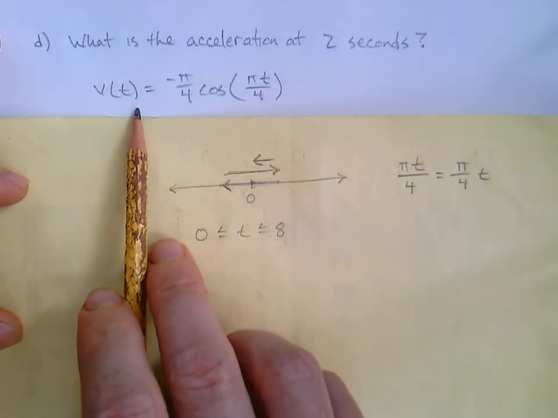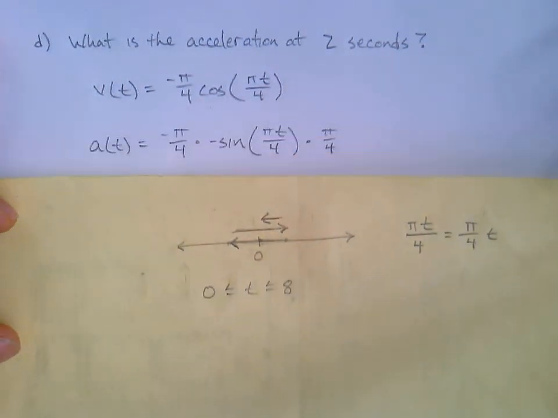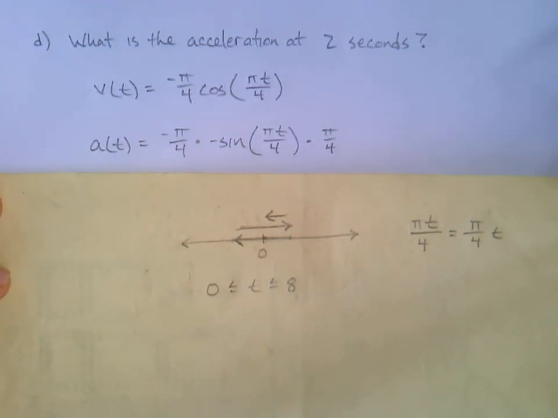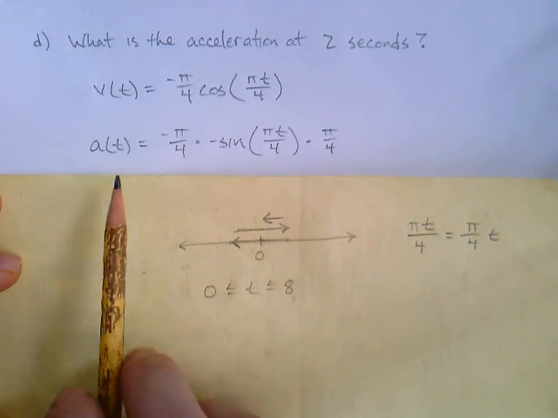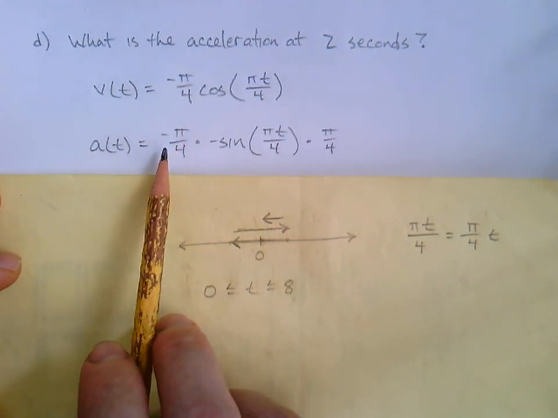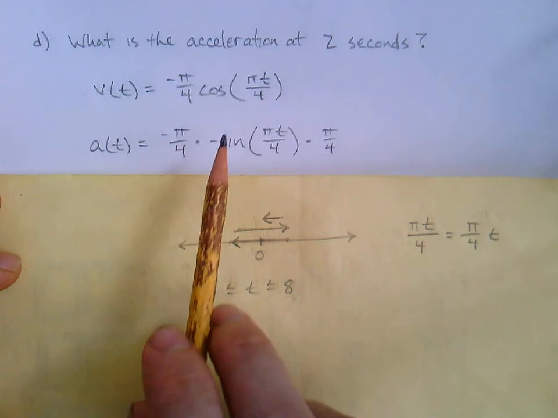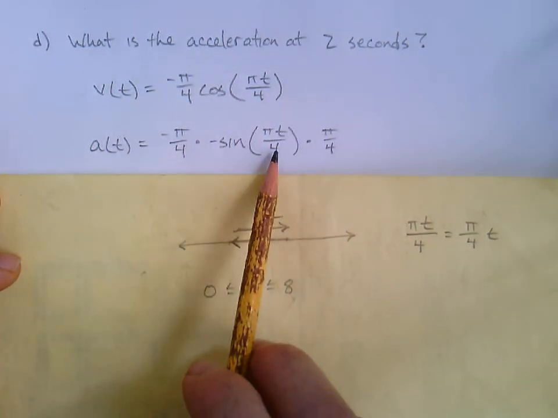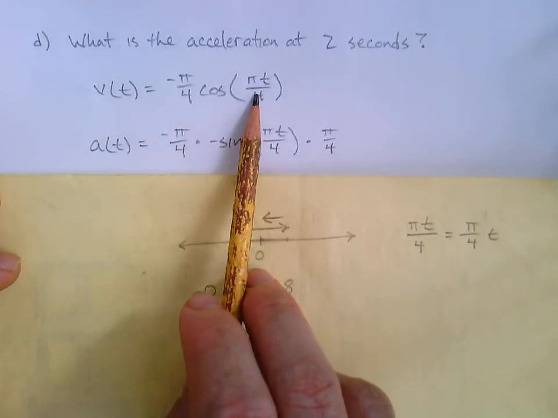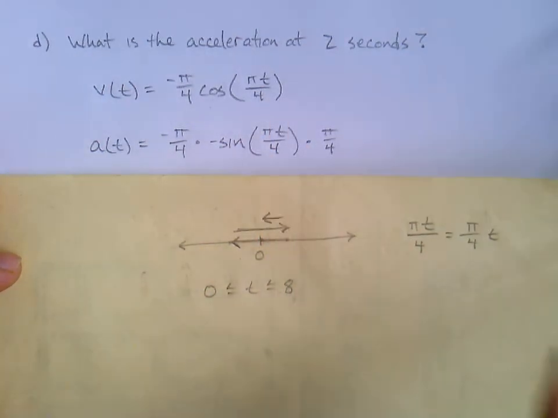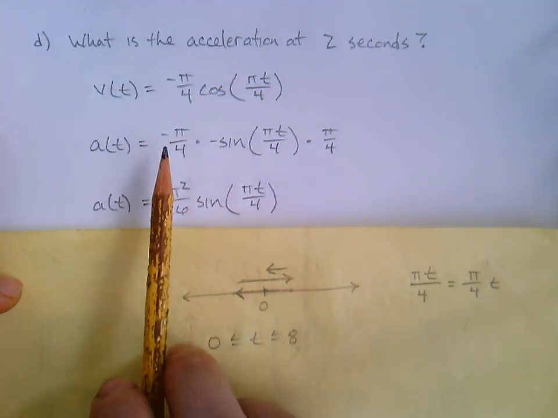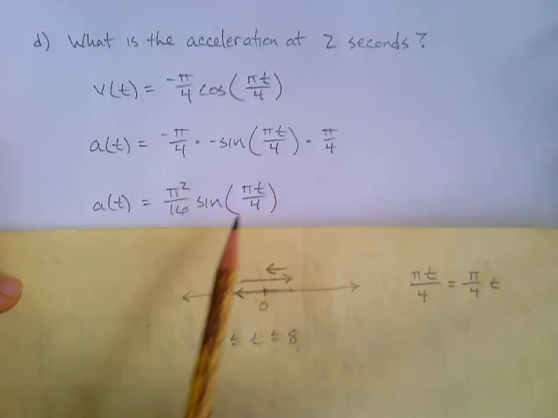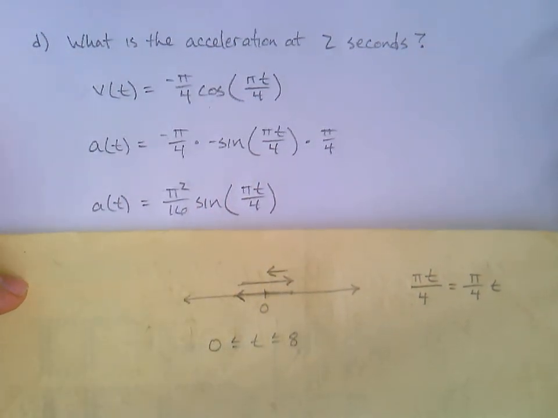We need to take the derivative of the velocity. So here's the velocity again. And here's its derivative for acceleration. A of t. Okay, where did this come from? Well, our constant multiple got copied. Then we've got a chain rule. So derivative of cosine is negative sine, and this gets copied, and then the derivative of that we know to be pi over 4. And so acceleration, the negatives cancel, and we've got pi times pi, 4 times 4, sine pi t over 4.